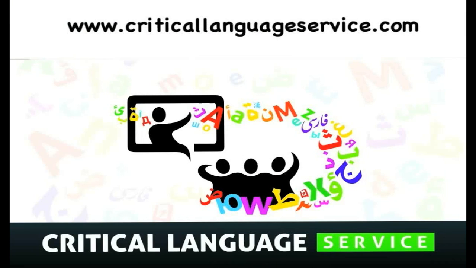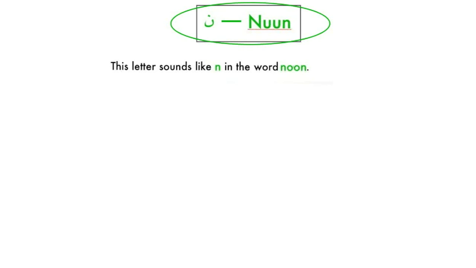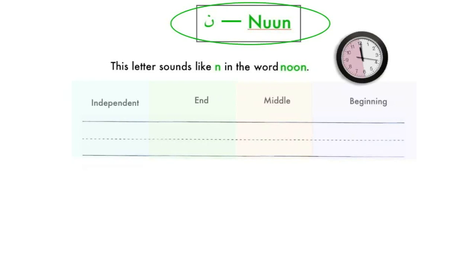www.criticallanguageservice.com. The letter Noon. This letter sounds like N in the word Noon. Like most other letters, the letter Noon has 4 different shapes. At the beginning, we write it like this. And it connects to the letter which comes after it. An example would be Noon, the letter Noon.